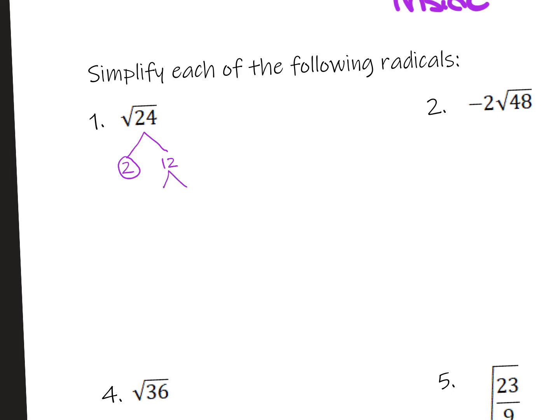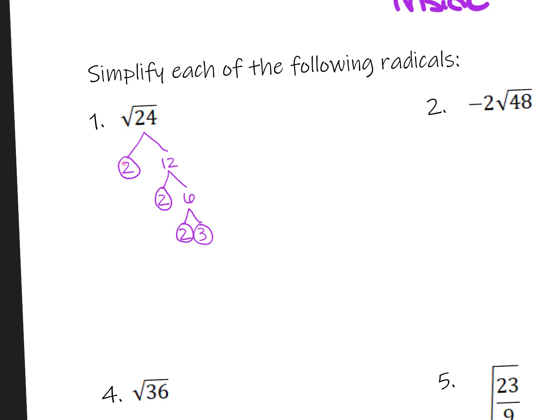12. What two numbers can multiply to 12? Well, you probably thought of 2 times 6. Well, we already said 2's can't be broken down anymore, but 6 can. And then we get 2 times 3. Circle my 2, circle my 3. And then now I need to group things in pairs, if I can.